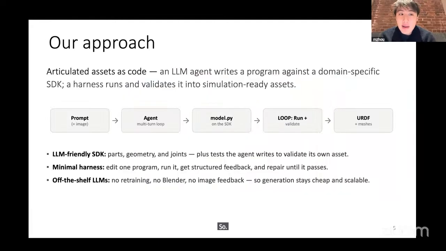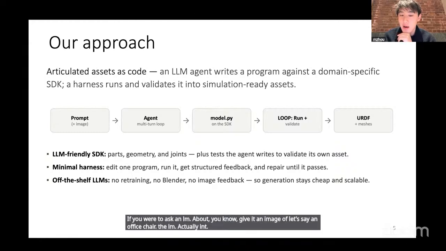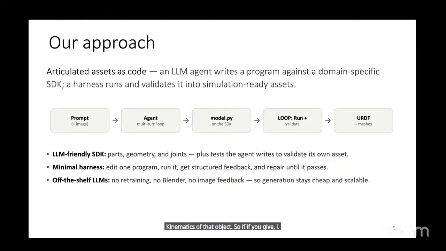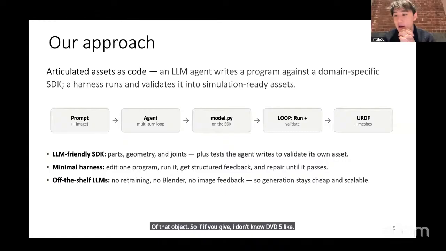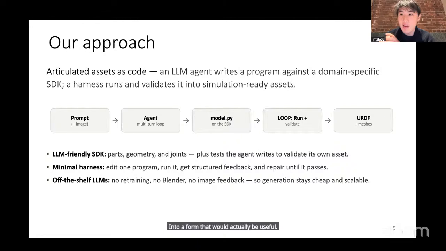So our idea was to essentially generate articulated assets as code. We noticed that, for example, if you were to give an LLM an image of, let's say, an office chair, the LLM intuitively knows and has some understanding about the kinematics of that object. So if you give GPT-5 an image of a chair, it'll tell you, okay, this chair can lean back, can go up and down, etc. The issue is how do we translate this into a form that would actually be useful, rather than just having the LLM describe things in text.